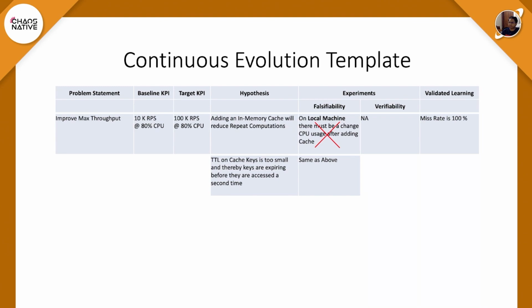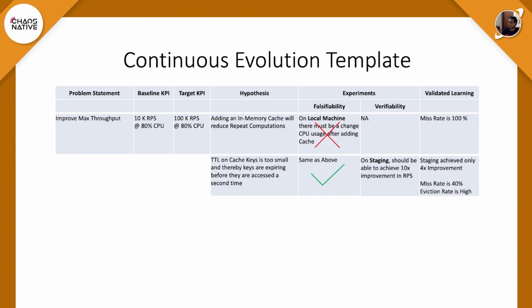Now I fix the TTL and then try the same falsifiability experiment. And this time, I see that there is some discernible difference between having a cache and not having a cache. So now I go to the staging environment. I can go to the higher environment and figure out. Now again, staging is not equivalent to production, right? So I probably cannot hit 100K RPS. But what can I do? It's a 10-fold increase, right?